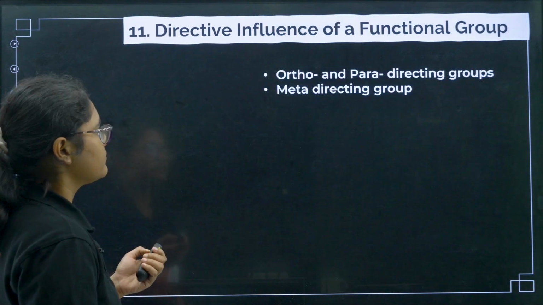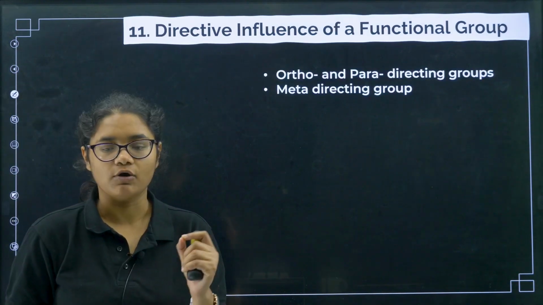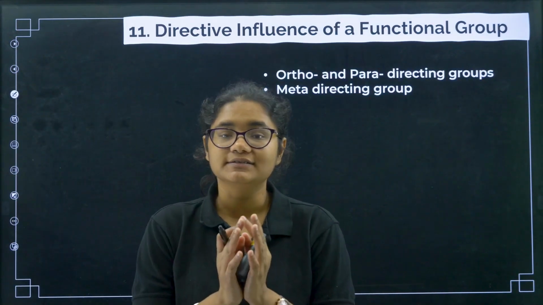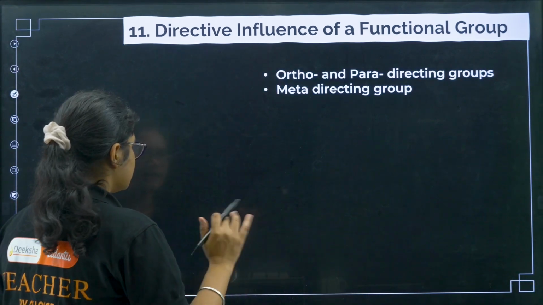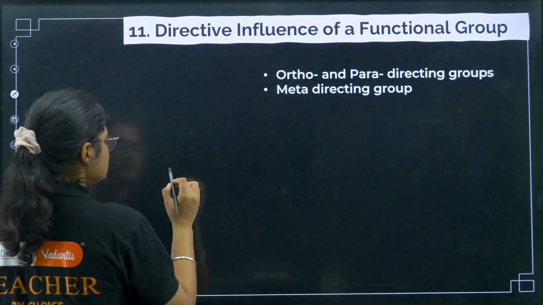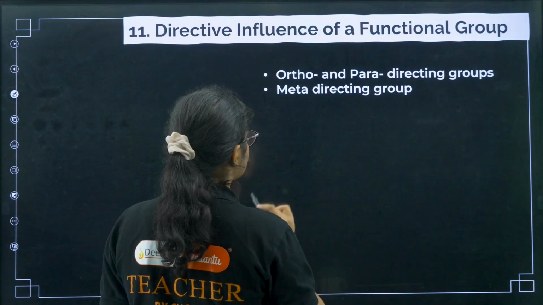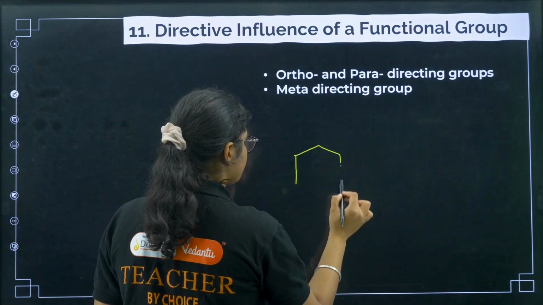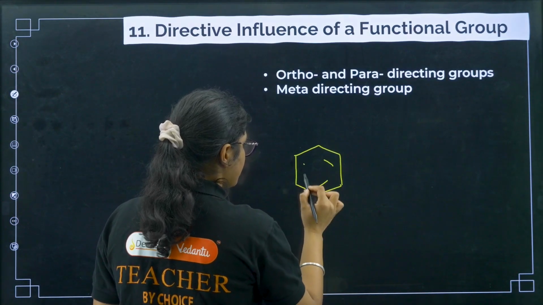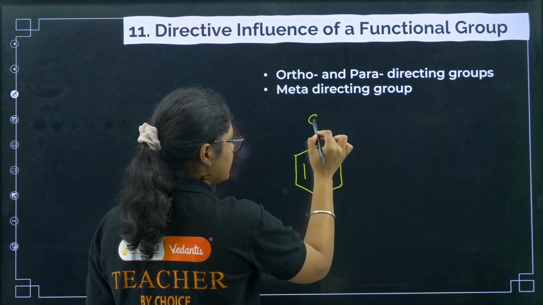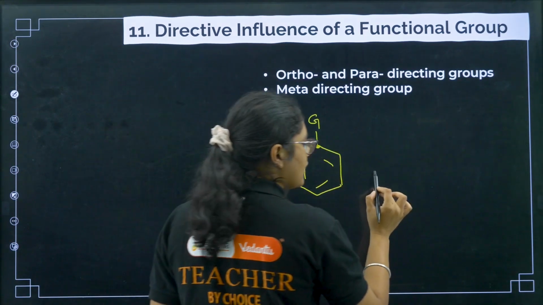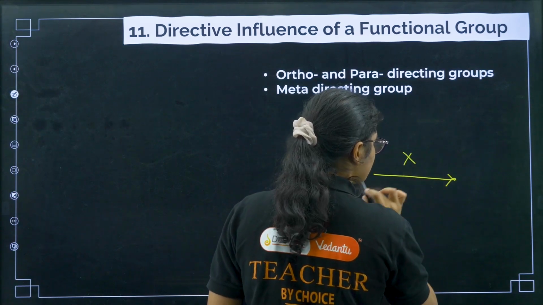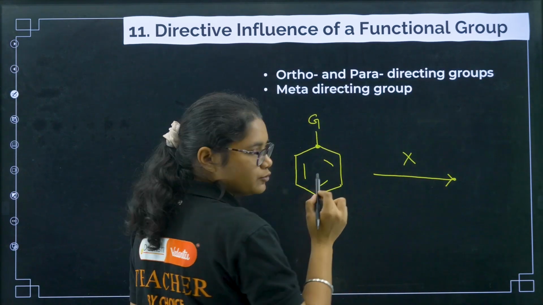Now we will go to something called directive influence of functional group. First let us understand the meaning of this. Suppose you have a benzene ring, and one group is already attached to the benzene ring. Now you are adding one external group X. You want to add this group X.